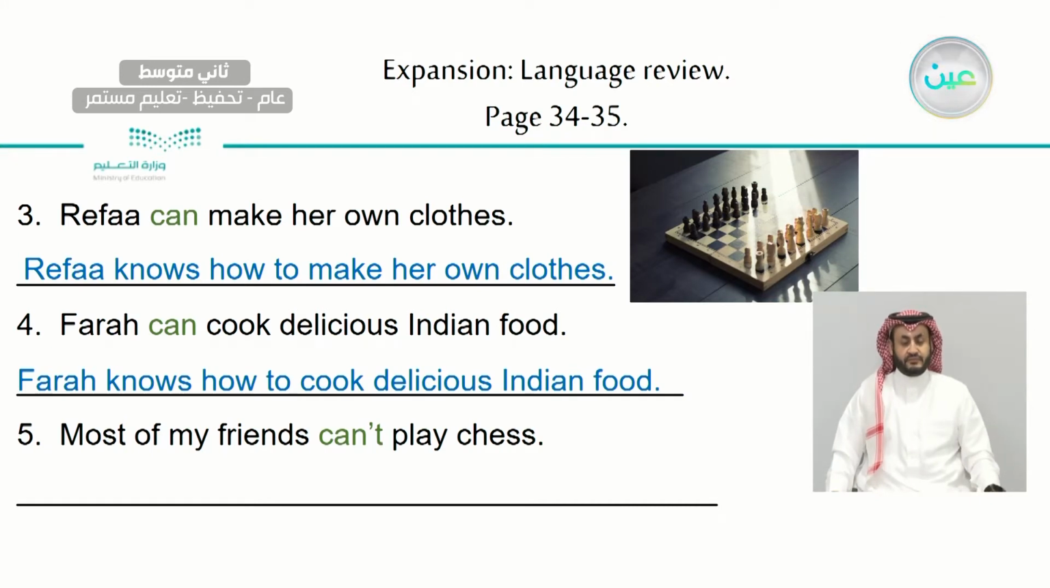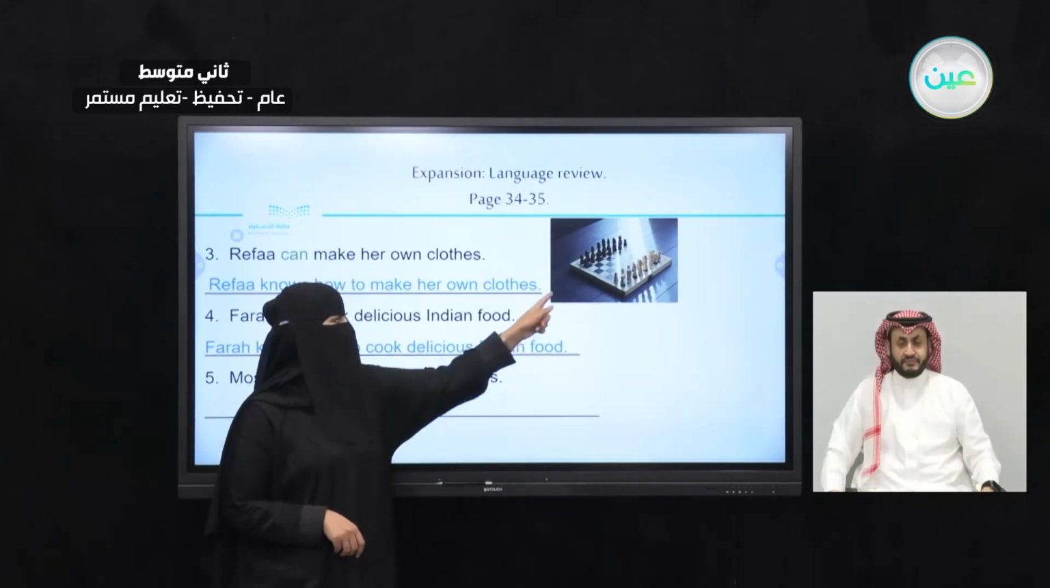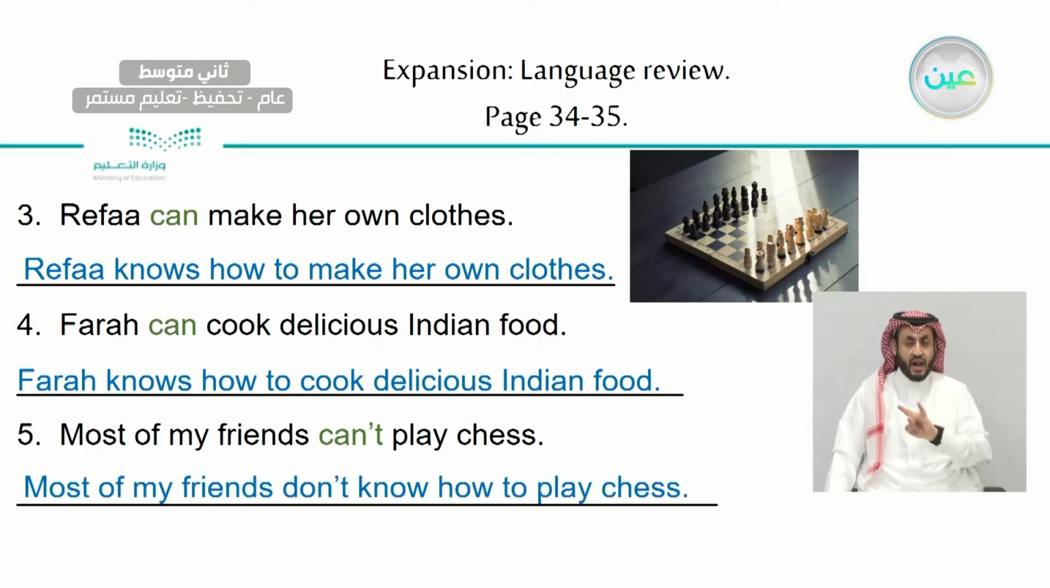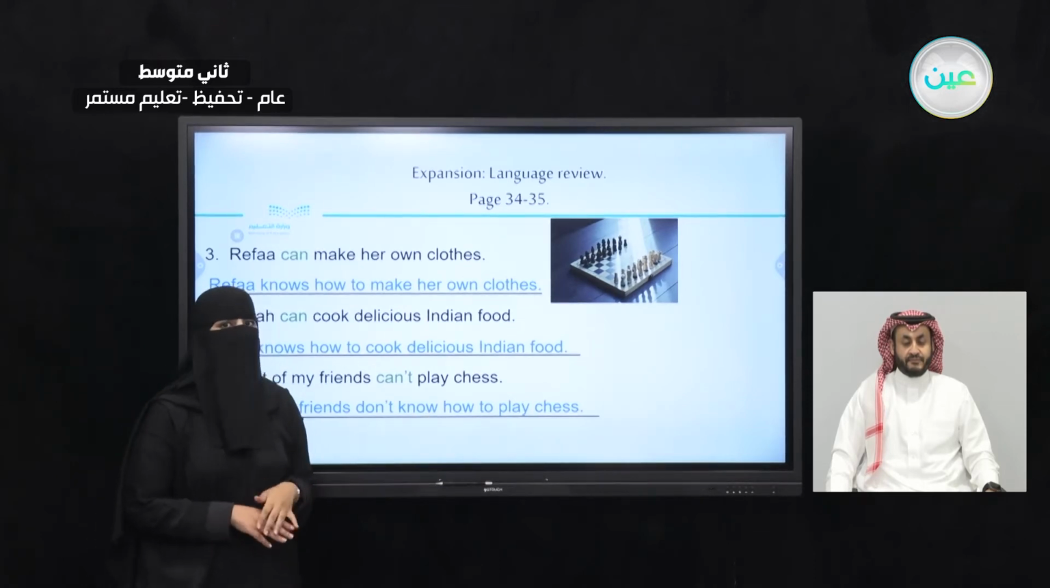Most of my friends can't play chess. What is chess? Chess is a kind of board game. You can see it here in the picture. This game is called chess. So the example here, most of my friends can't play chess. We're replacing can't with don't know how to. The sentence is going to look like this. Most of my friends don't know how to play chess. We have don't because most of my friends is plural. This is a skill they don't have.